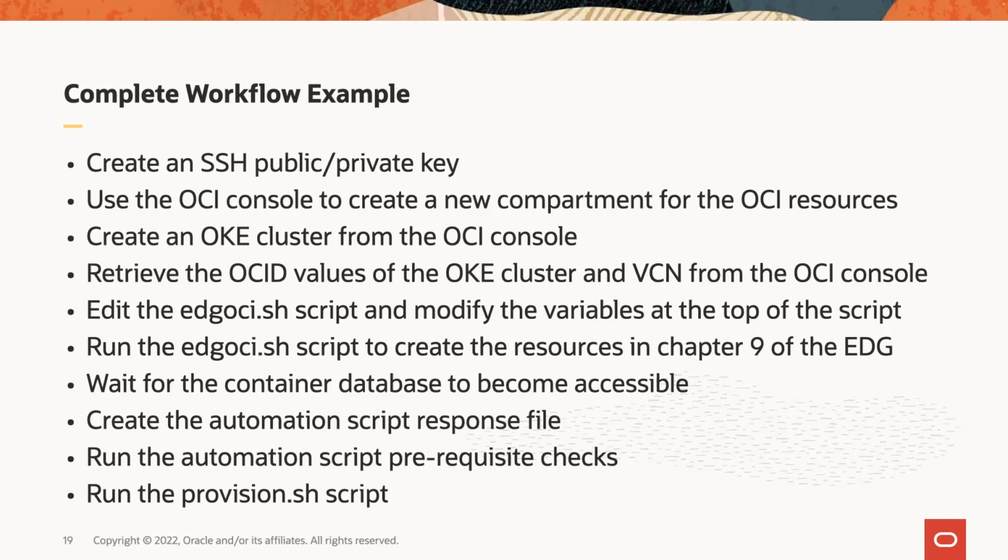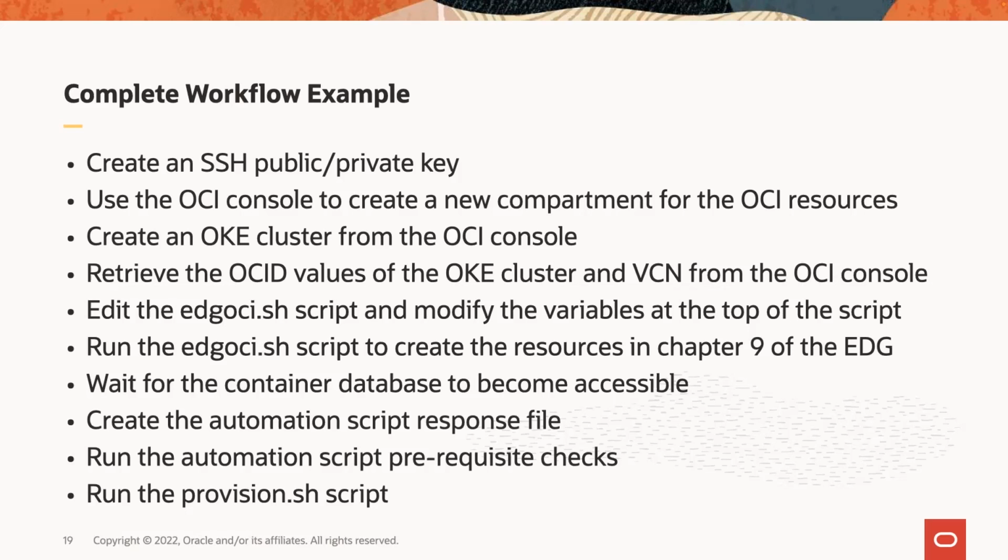Edit the edgoci.sh script and modify the variables at the top of the script. Run the edgoci.sh script to create the resources in Chapter 9 of the EDG. Wait for the container database to become available. Create the automation script response file. Run the automation script prerequisite checks, and finally run the provisioning.sh script.